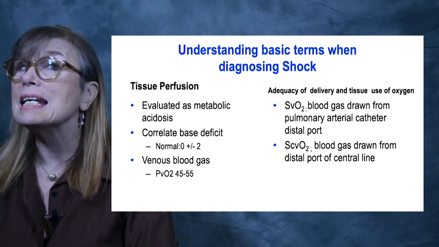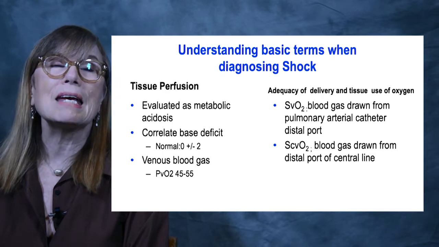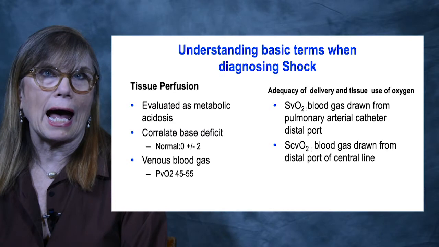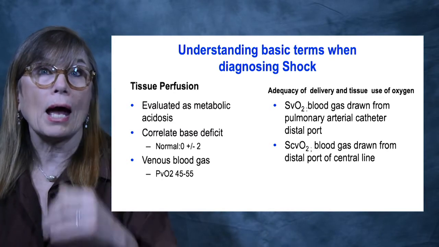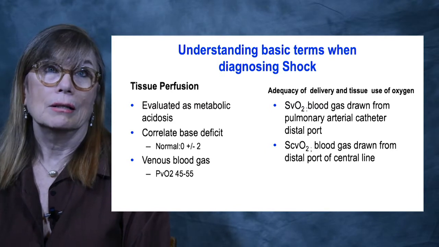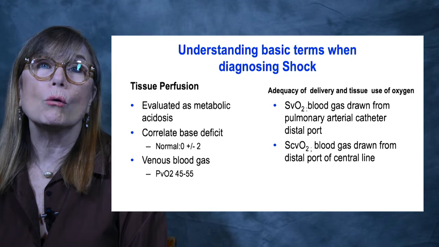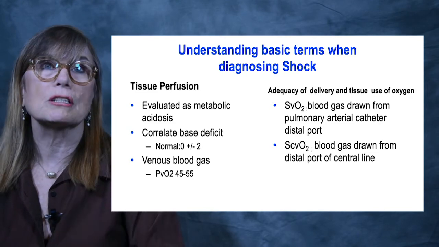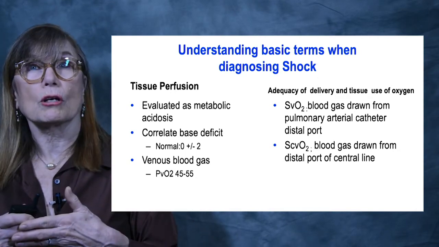And our venous blood gas sample, normal PVO2, venous oxygen, is normally around 45 to 55. And by the way, if indeed your venous PO2 drops below 37, your patient's in shock. So this is a really important criteria that can help us diagnose our patient.